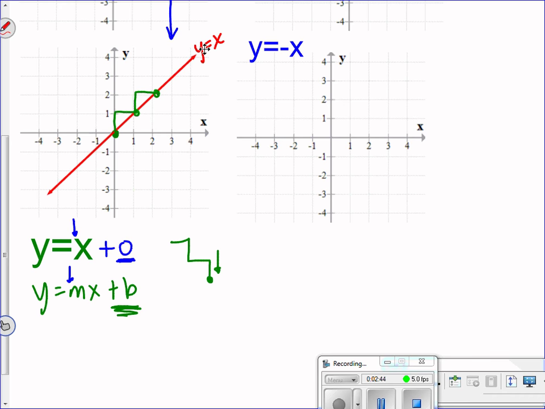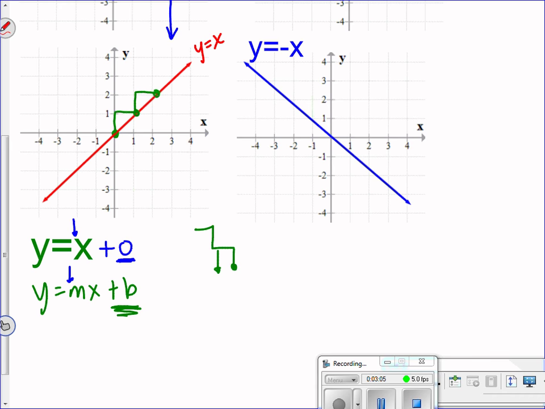It's very much like this equation, but it has a negative slope. Put me on pause and see if you can do it on your own. All right, and there you have it. Again, it has a y-intercept at 0, and it goes up 1, over -1, up 1, over -1. It creates a negative slope.